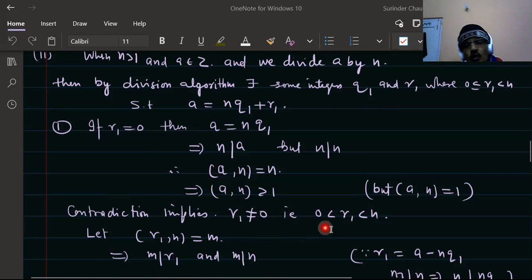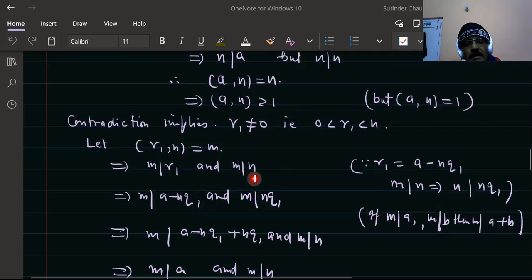Hence r1 will not be equal to 0, so r1 lies between 0 and N, that is 0 is less than r1 less than N. Then the remainder when we divide a by N is r1. Let us suppose that the greatest common divisor of r1 and N is equal to m. So this implies m divides r1 and m divides N. Substitute the value of r1, because r1 is not equal to 0, so r1 is equal to a minus N q1.